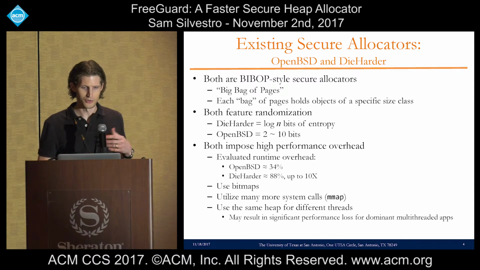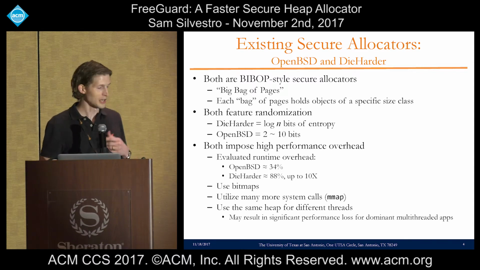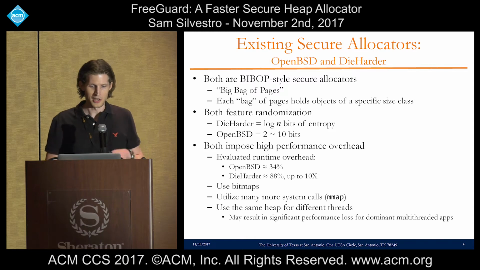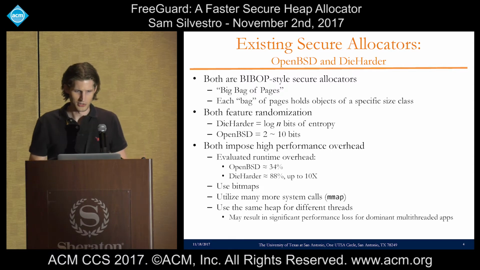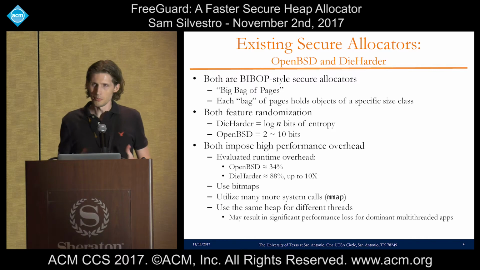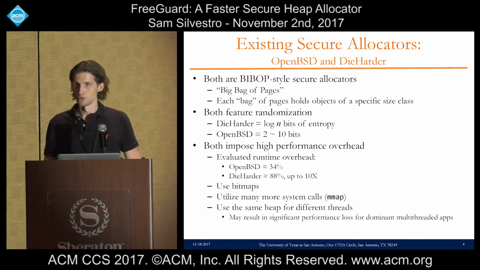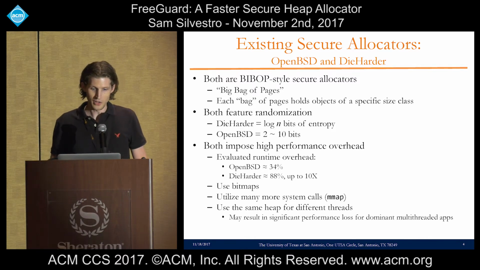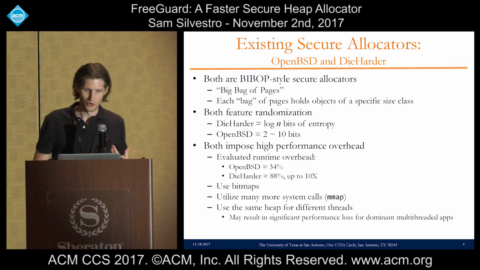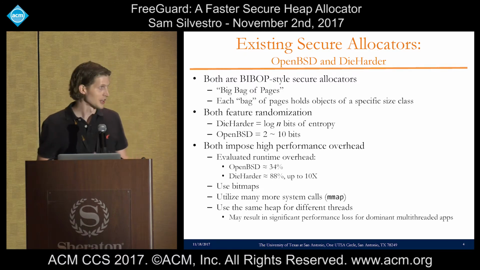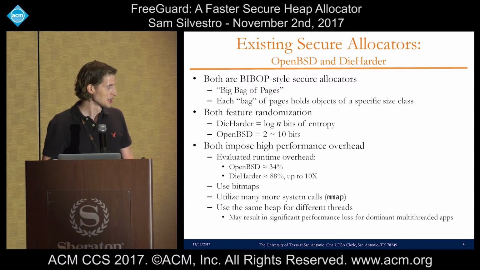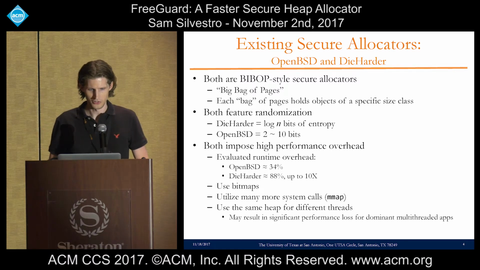Now, both of these offer randomization. DieHarder has log n bits of entropy, where n is the number of free objects in the given size class. And OpenBSD ranges from 2 to 10 bits, again depending on the particular size class. But the problem is both impose high performance overhead. We evaluated their runtime and found that OpenBSD had 34% runtime overhead on average, and DieHarder had 88%, and even up to 10 times in the worst case.